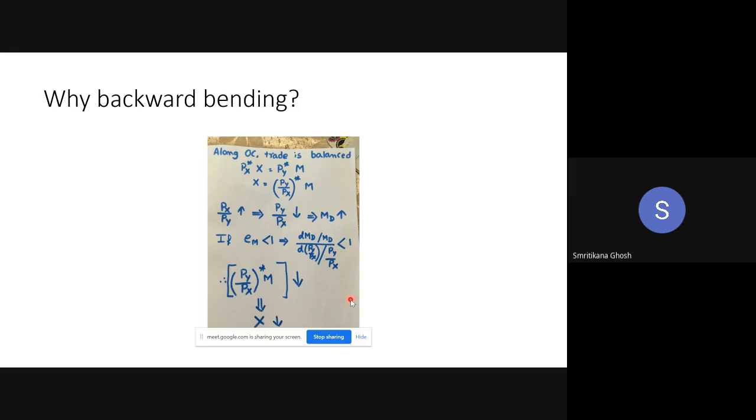This is the relative price of importable. The relative price of importable is falling, but the people of the home country think the commodity is inferior. So the demand is rising, but not to that level. And as my export is a product of these two, ultimately my export will fall.